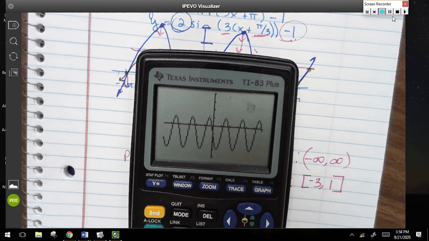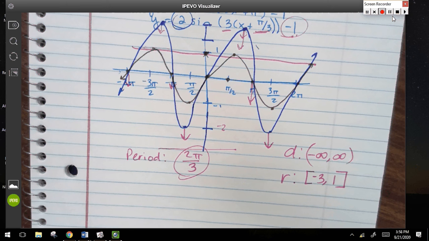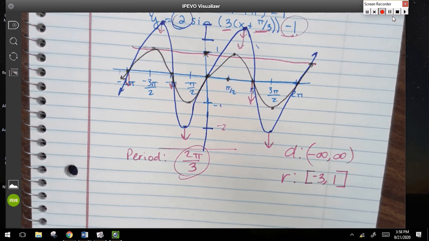So essentially that has not impacted my domain or range, right? So my domain is going to be from -3 to infinity, and my range is going to be negative infinity to infinity. And the purple there is perfectly sufficient for a graph on this.